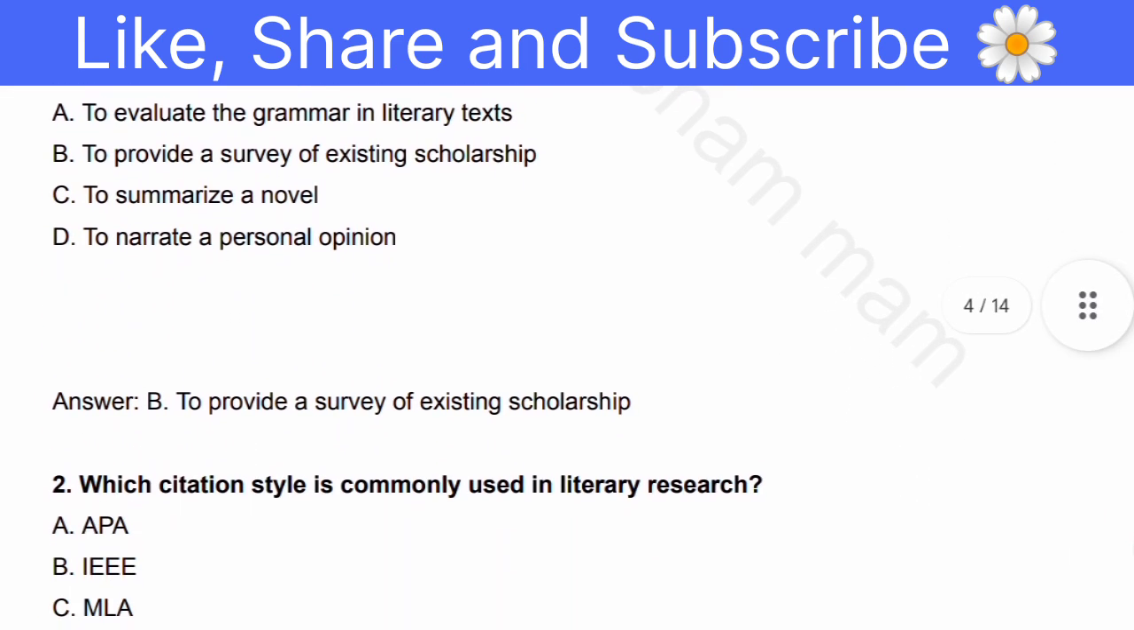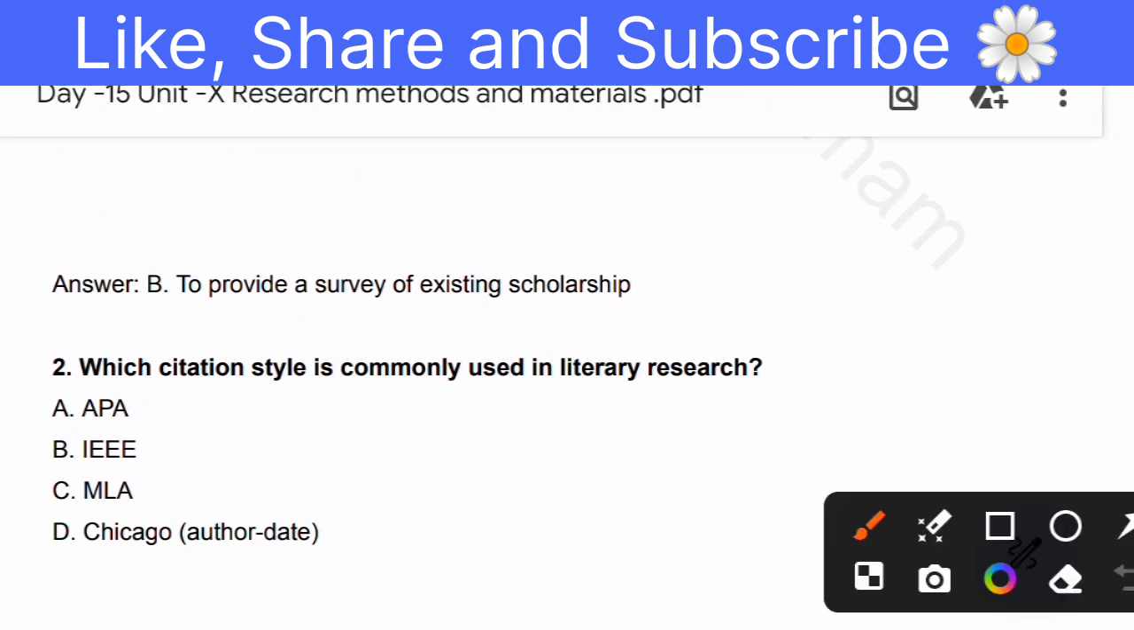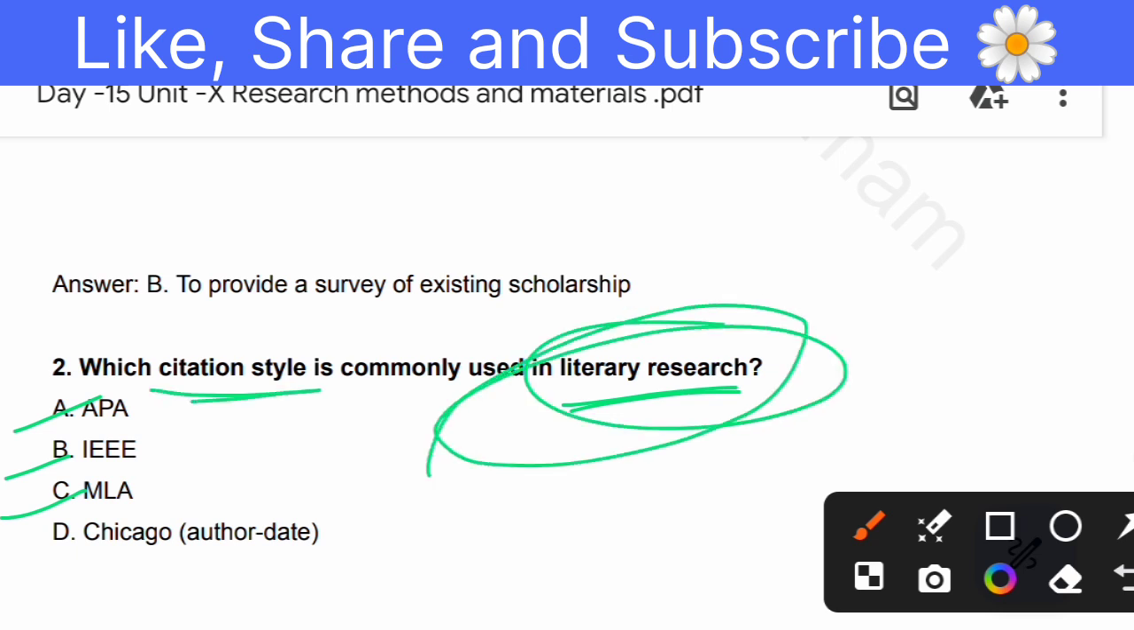Okay, next question. Which citation style is commonly used in literary research? This is very important. Option A, APA. Option B, IEEE. Option C, MLA. And option D, Chicago author-date. What could be the correct answer? Which citation style is commonly used in literary research?